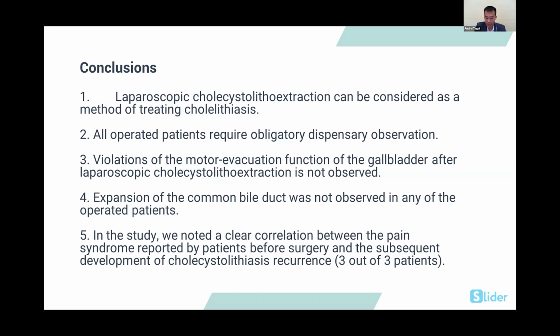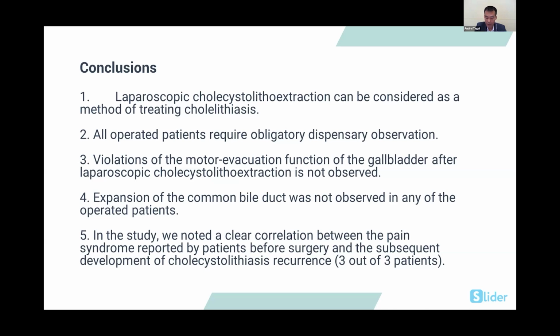All operated patients were warned about the possibility of recurrence of cholelithiasis. If stones appeared, the gallbladder was removed by the same surgeon who performed the laparoscopic cholecystolithoextraction. All operated patients require obligatory dispensary observation. In 3 patients at the first control examination, a recurrence of cholelithiasis was detected in an average of 2 years and 2 months after the operation. In 4 patients, there was congestive echogenic bile in different amounts.